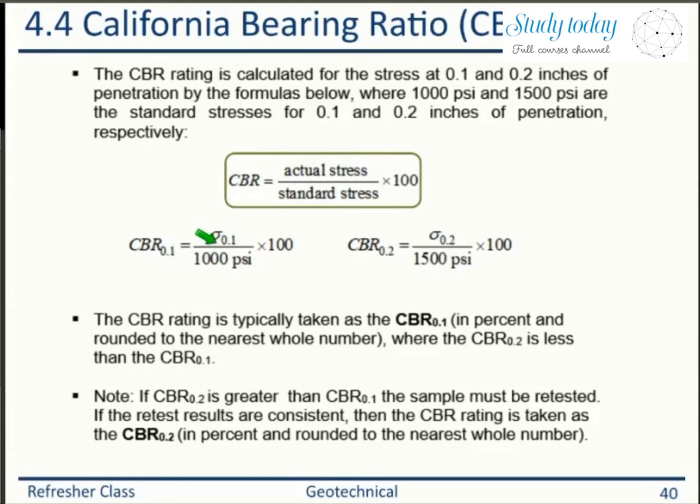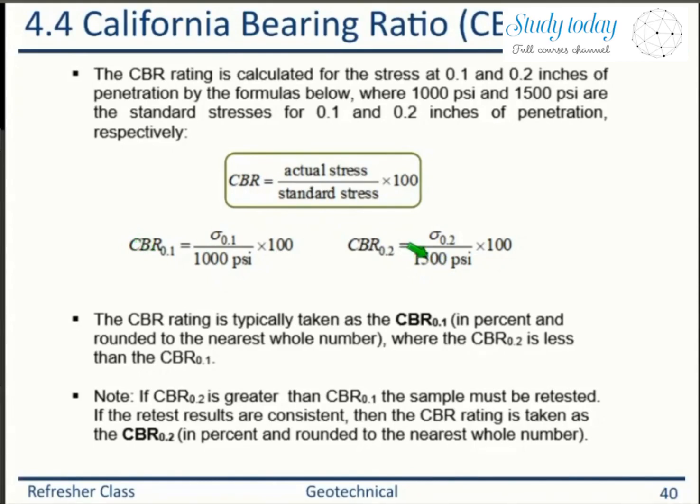But for the soil, it will be smaller than that. Whatever that is, if you know this value, you will get the CBR value for 0.1 inch penetration. Similarly, for the CBR value at 0.2 inch penetration, you take the actual stress to penetrate 0.2 inch in the soil divided by the standard stress, which is 1500. The CBR at 0.1 should always be greater than the CBR at 0.2. If that's the case, you will take the CBR at 0.1 as your CBR value to design the flexible pavement.